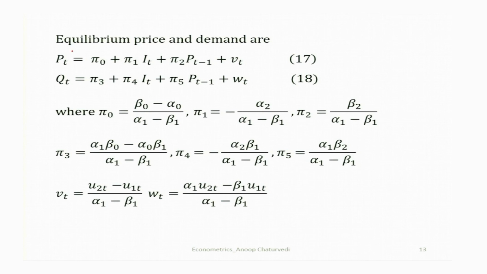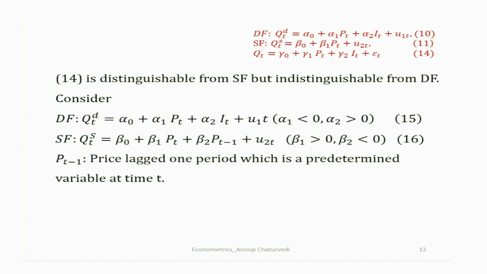Again, we can easily obtain the equilibrium price and demand. For obtaining the equilibrium price, what you have to do is just equate this demand function with the supply function. So, we take alpha naught plus alpha 1 p t plus alpha 2 I t plus u 1 t equal to beta naught plus beta 1 p t plus beta 2 p t minus 1 plus u 2 t, and then you solve it for p t. Beta 1 p t towards the left hand side.